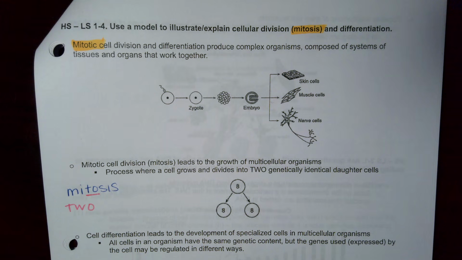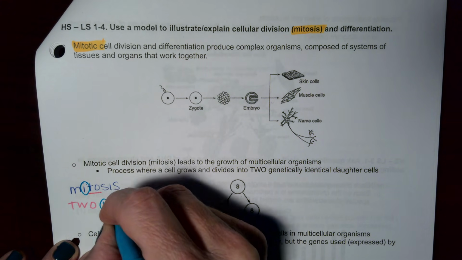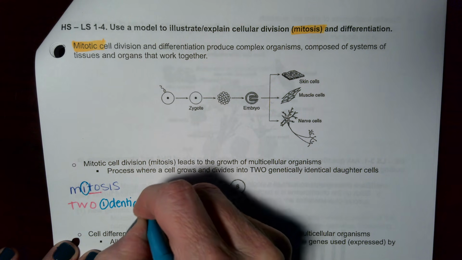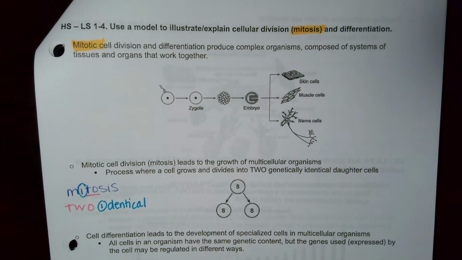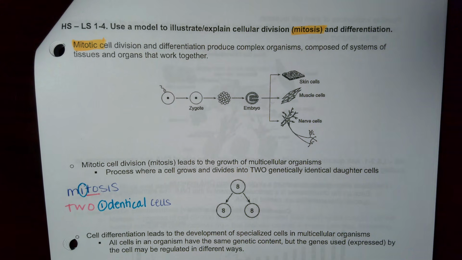The other thing that I like to do is circle the I. When I circle that I, that helps you remember that they have identical DNA. Identical means they have the same exact number and types of chromosomes.